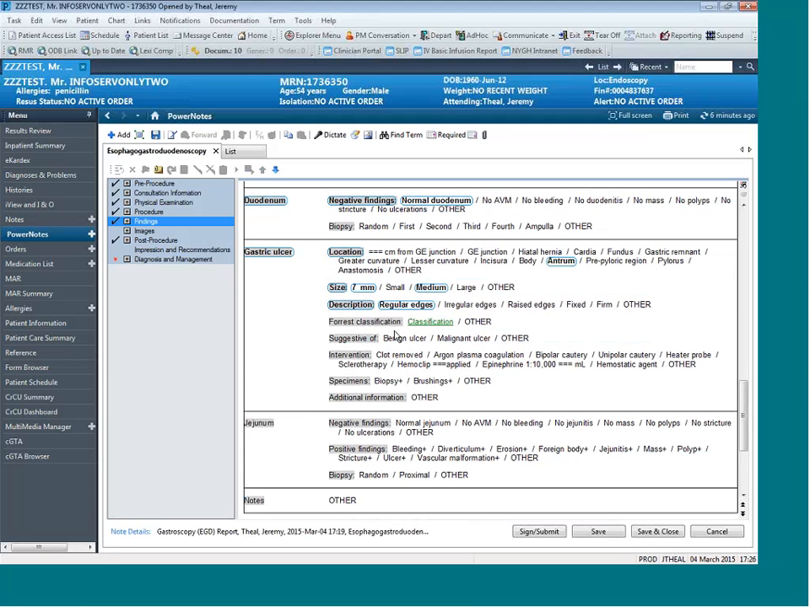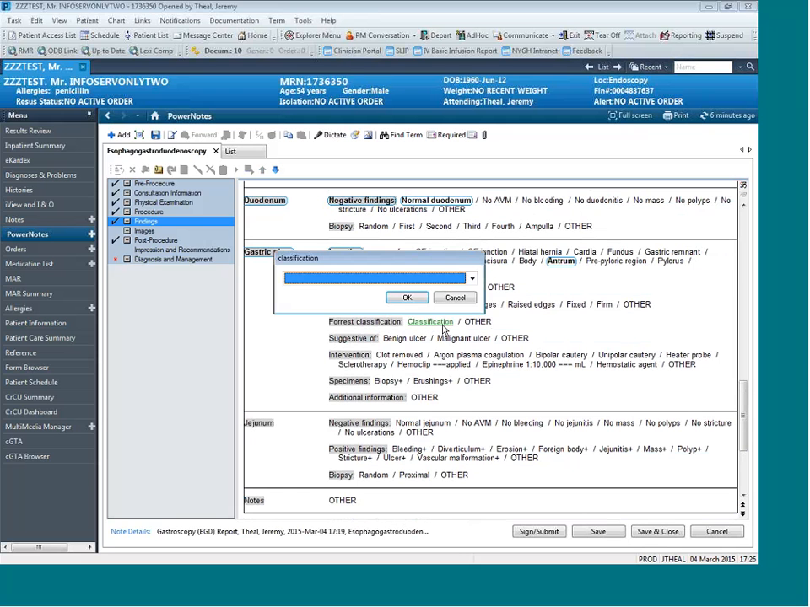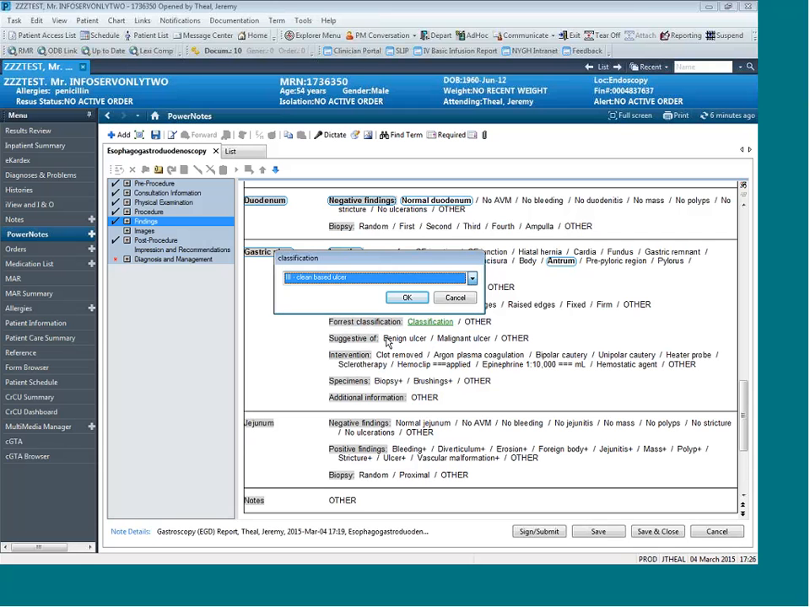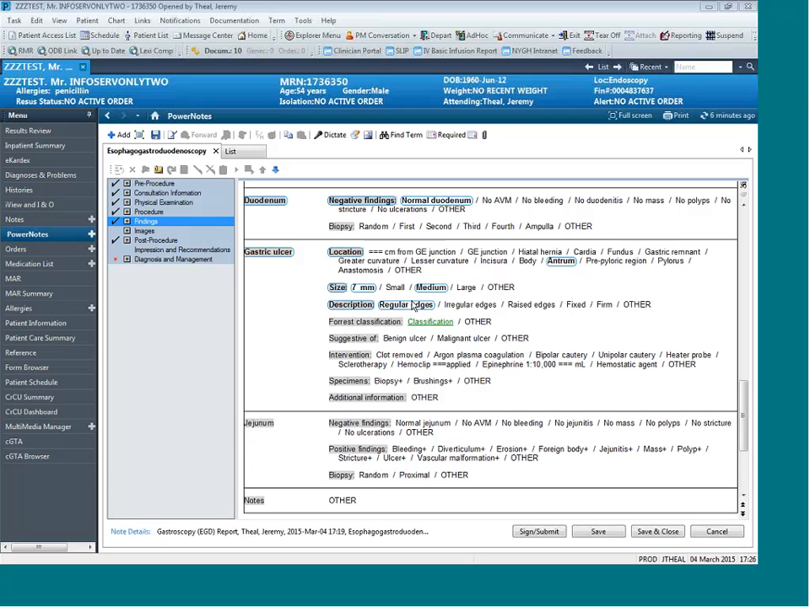So in this case, for a gastric ulcer, we have the Forest classification, which is a research-based way to classify different types of stomach ulcers. And in this case, I found a clean-based ulcer, which is a Forest Class 3. Rather than the physician having to remember what they found or how it corresponds to the standardized scale, we've prompted the physician with all the possible choices here, including the descriptions for each of the classes, so that it's a very good memory aid.